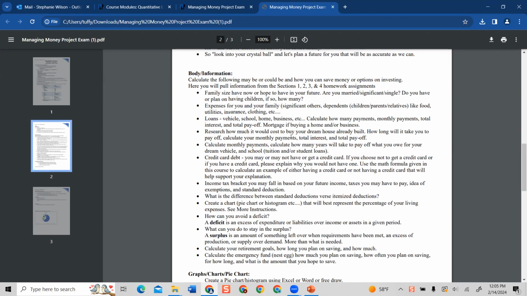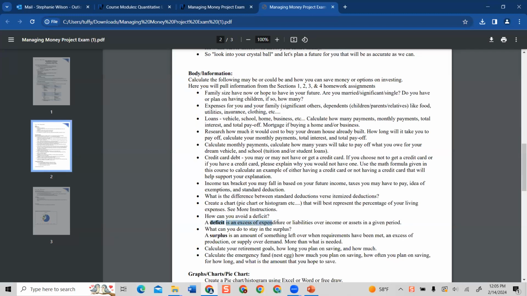Loans, and you're going to research your dream house, and you're going to figure out what the payments are, how much it would cost you to pay off. Or you're going to pick 30 years, 15 years. You got that information, and so on. Credit cards, income tax, difference between standard deduction and itemized deductions. You're going to do at least one pie chart or histogram. I'm going to go over a pie chart here in just a little bit.